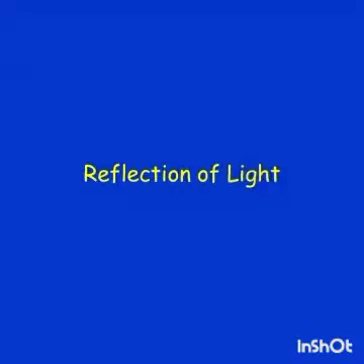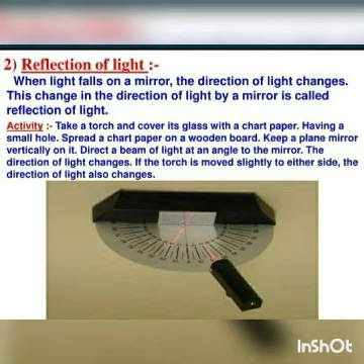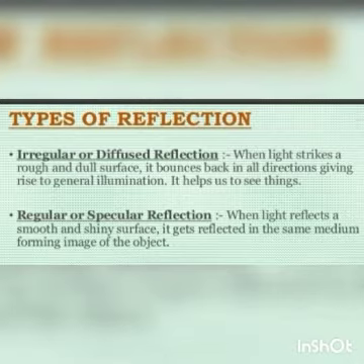Next we see about reflection of light. When light falls on a mirror, the direction of light changes. This change in the direction of light by a mirror is called reflection of light. When light bounces back after striking a surface, we say that light has reflected. When you look into a plain mirror, you see the reflection of yourself. This happens because light passes from you to the mirror and reflects back to your eyes.